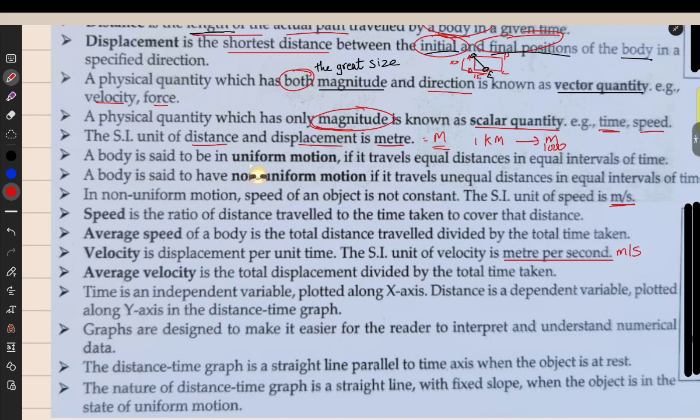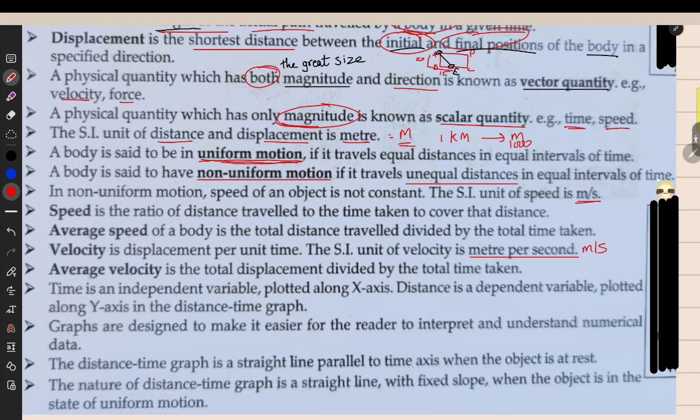A body is said to be in uniform motion if it travels equal distance in equal intervals of time. What is meant by uniform motion? Uniform motion means the same distance it will go at the same speed. A body is said to be in non-uniform motion if it travels unequal distance in equal intervals of time.